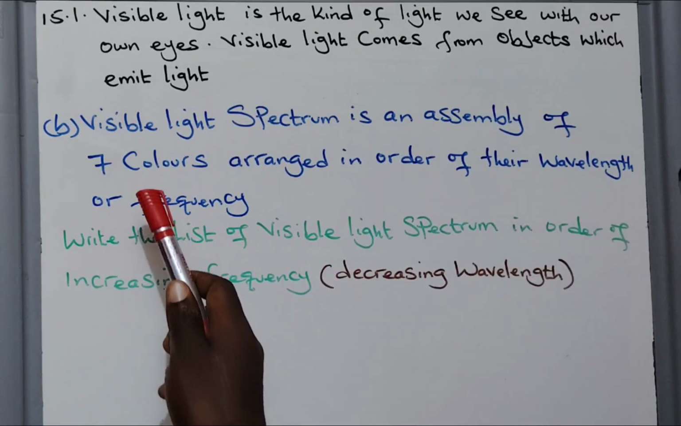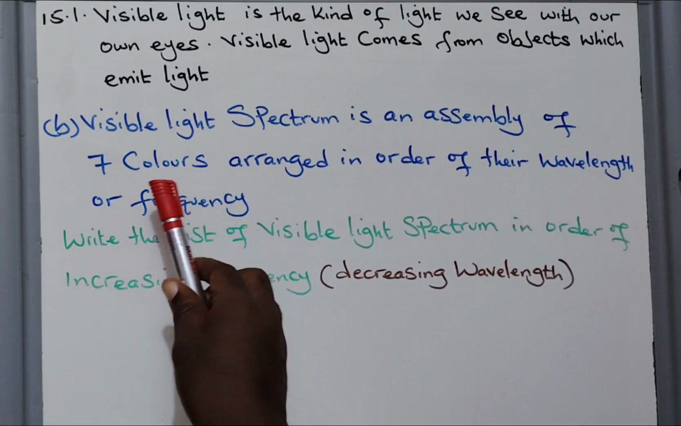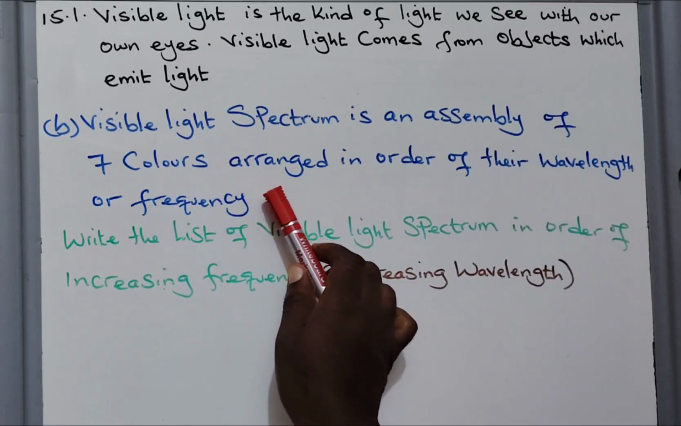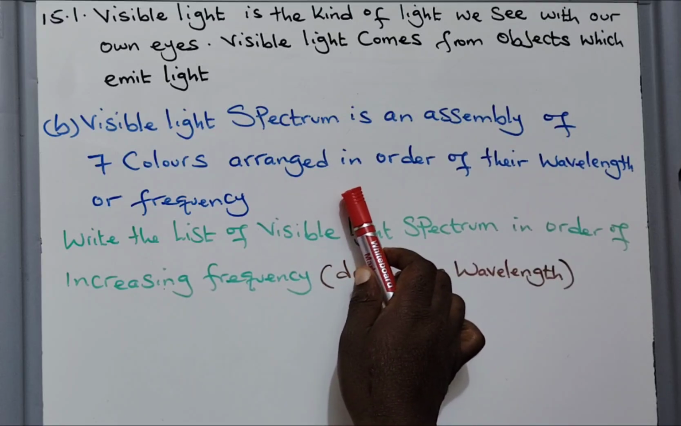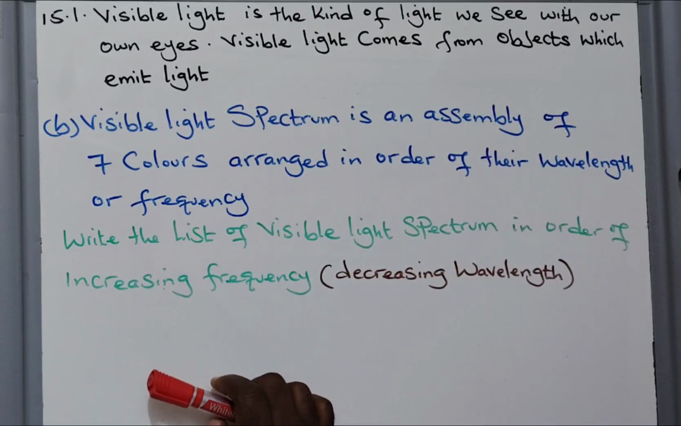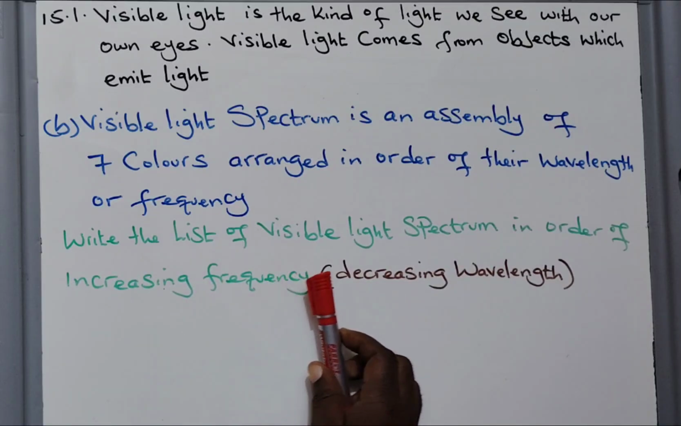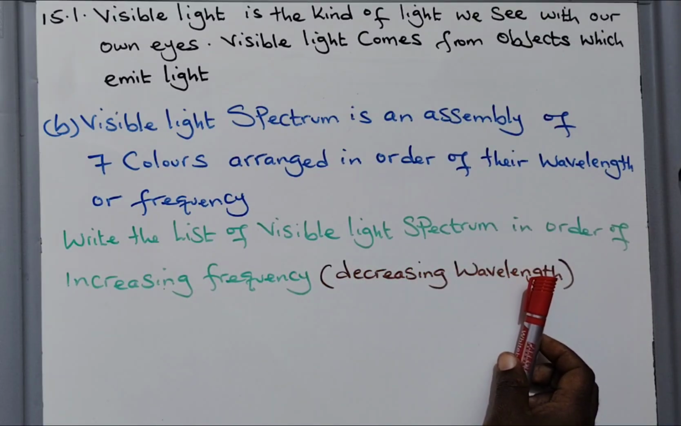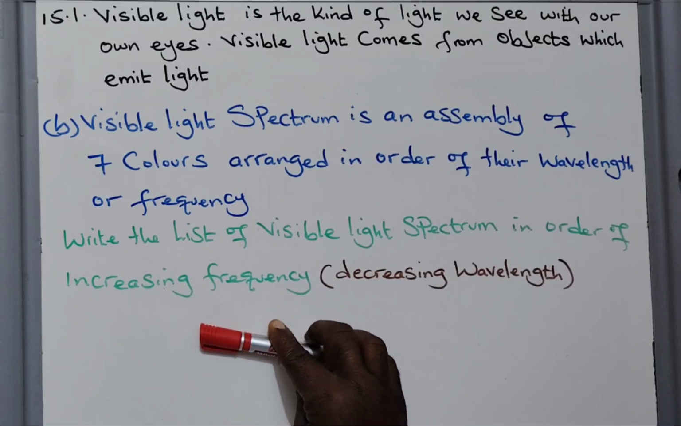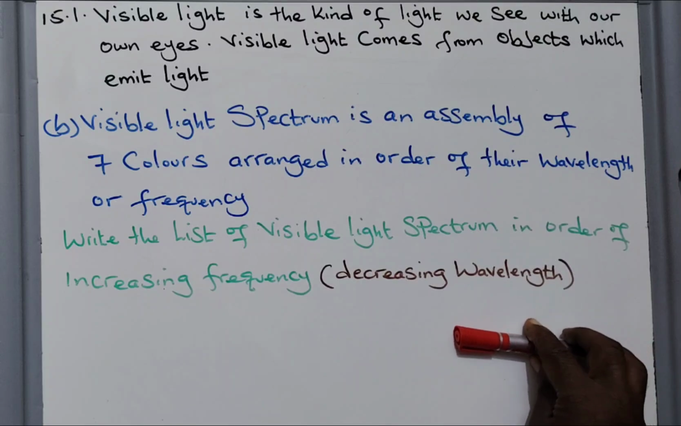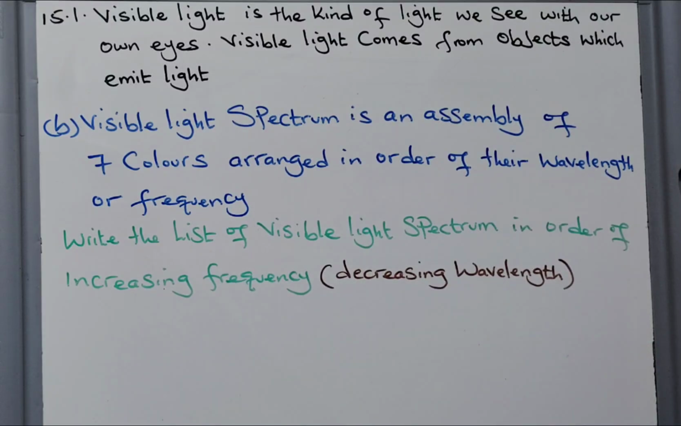Then comes this question. It says that visible light spectrum is an assembly of 7 colors arranged in order of their wavelength or frequency. Then the question says, write the list of visible light spectrum in order of increasing frequency or decreasing wavelength. How do we tackle this? Here we normally use the mnemonics.